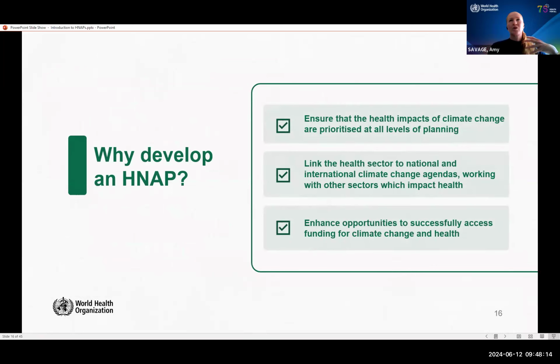So we want to ensure that the health impacts of climate change are prioritized at all levels of planning, both in climate change processes and within the health sector. Link the health sector to the international and national climate change agendas and work with health-determining sectors across the country. And then we can really use the Health National Adaptation Plan to improve the opportunities that we have to access climate financing and other financing for climate change and health.